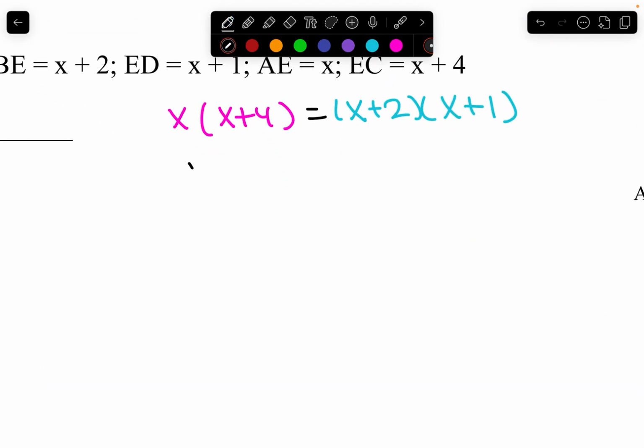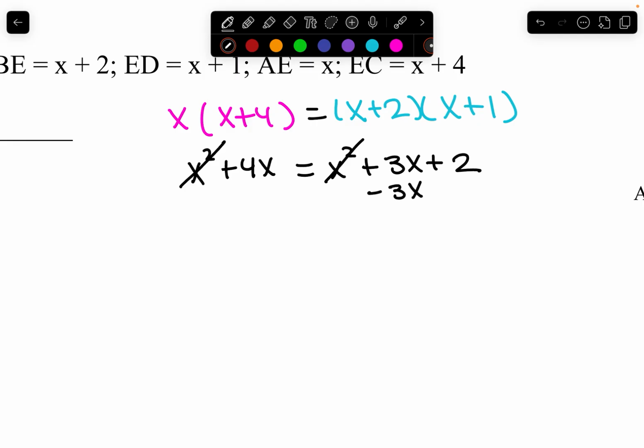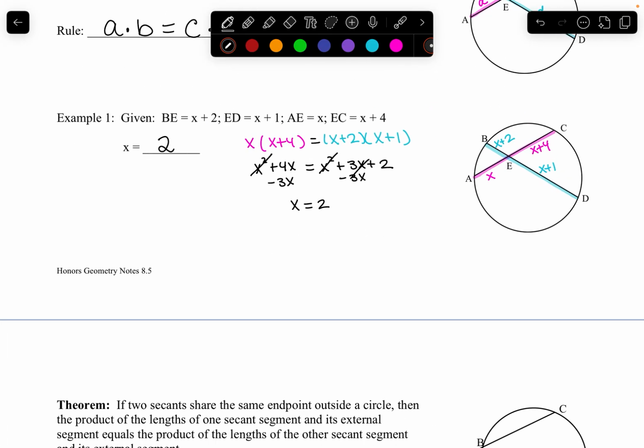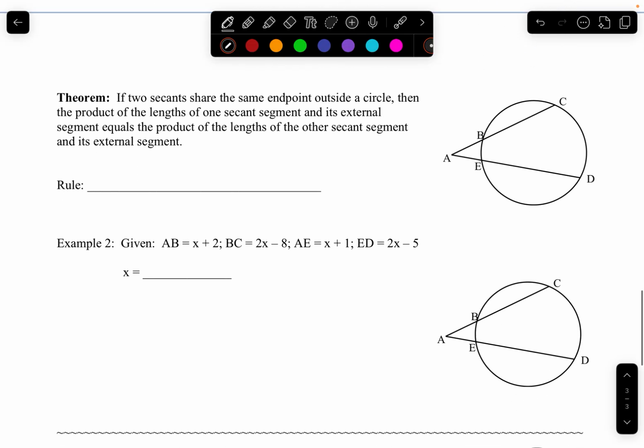Okay, so we have x squared plus 4x equals x squared plus 3x plus 2. So that's just me skipping some steps. X squared plus x plus 2x plus 2. Okay, x squareds cancel. I'm going to go ahead and move my 3x over. So we have x is equal to 2. Well, that was easy. X is 2. Okay, there you go.